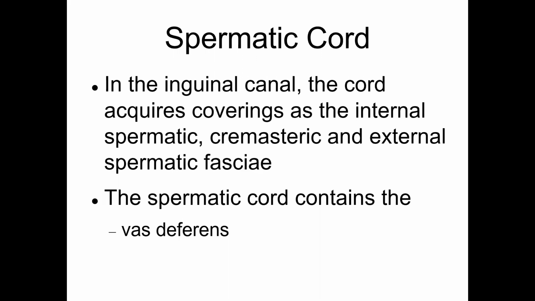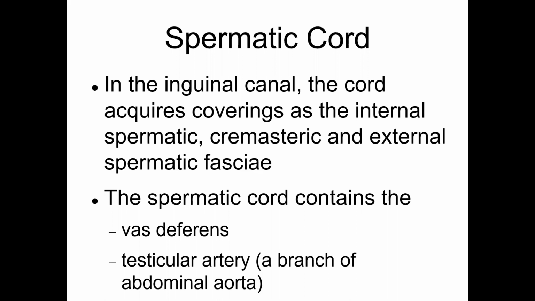The spermatic cord essentially consists of a vas deferens, which is in the core. There is testicular artery, a branch of abdominal aorta. There is a cremasteric artery, a branch of external iliac vessel. There is an artery to vas deferens, which is from the superior vesical artery. And there are sympathetic nerves, pampiniform venous plexus, and lymphatics.